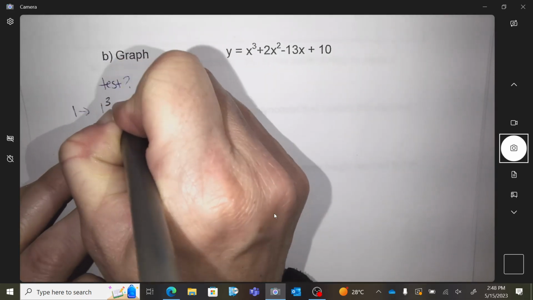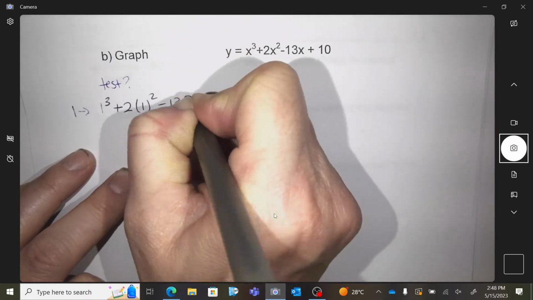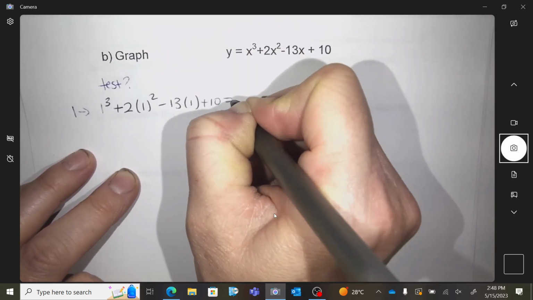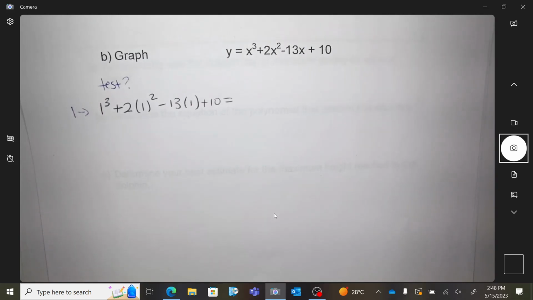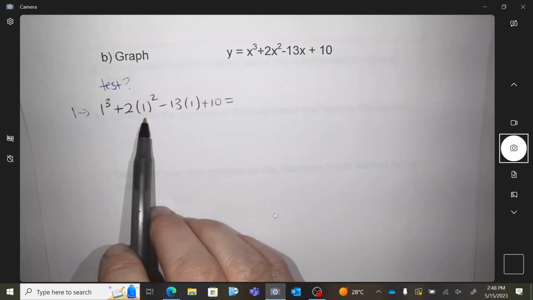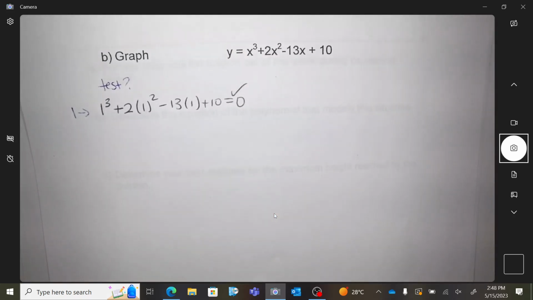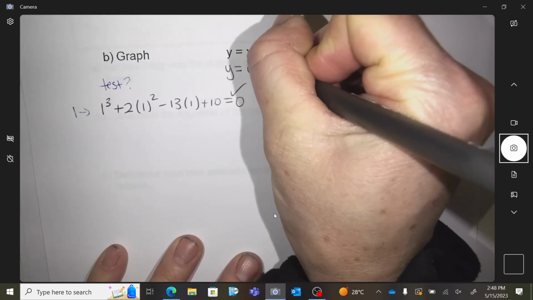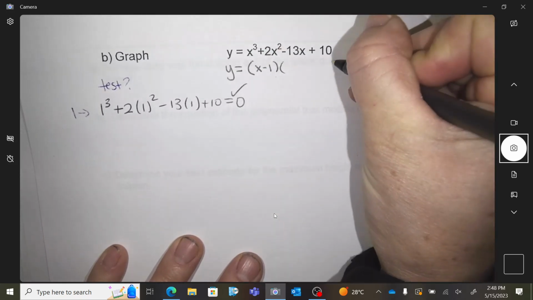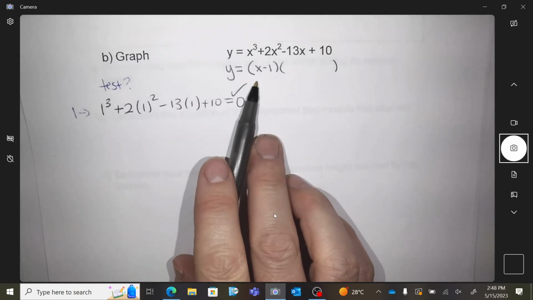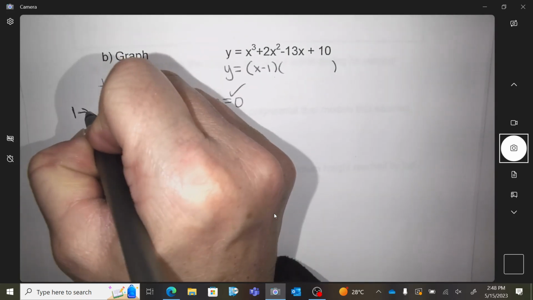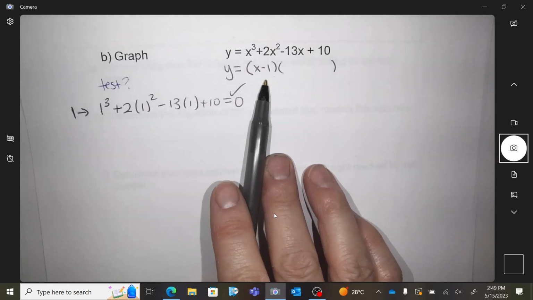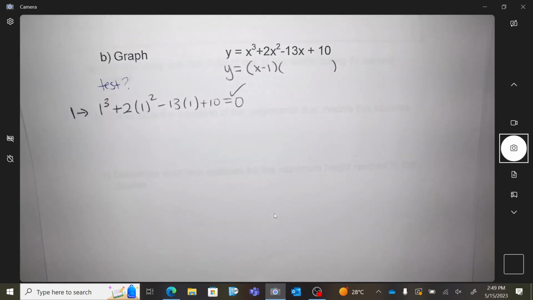1 cubed plus 2, 1 squared. Basically, I don't care the number, but does it or doesn't it equal 0? It equals 0. First time? Done. So I already would know that x minus 1 is a factor, right? Like that so far.